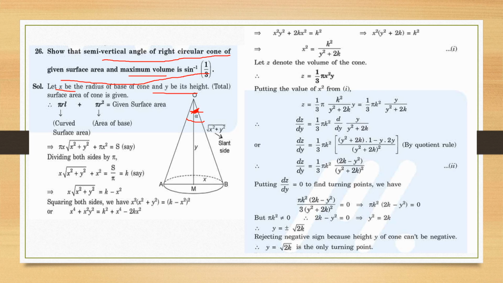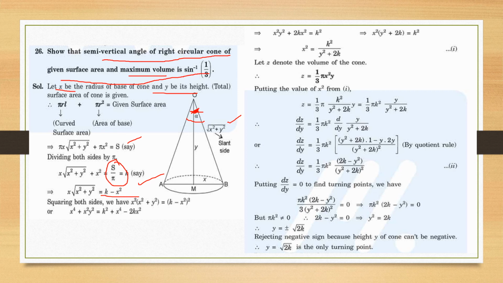Using Pythagoras theorem, slant height becomes root of x square plus y square. The surface area is the total surface area, that is pi r l plus pi r square. This is s. Now I will write l in variable form as root of x square plus y square. Then dividing both sides by pi, s by pi is not changing, it is some constant, say k. So x into root x square plus y square equals k minus x square.